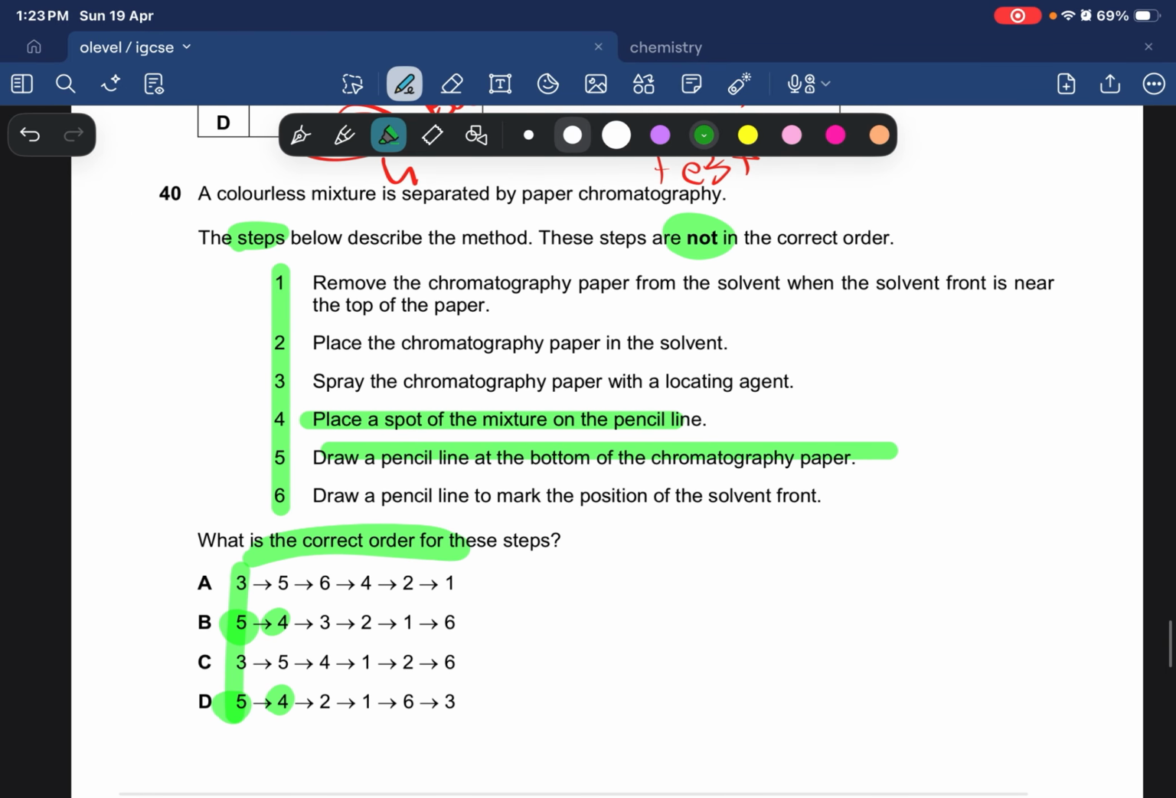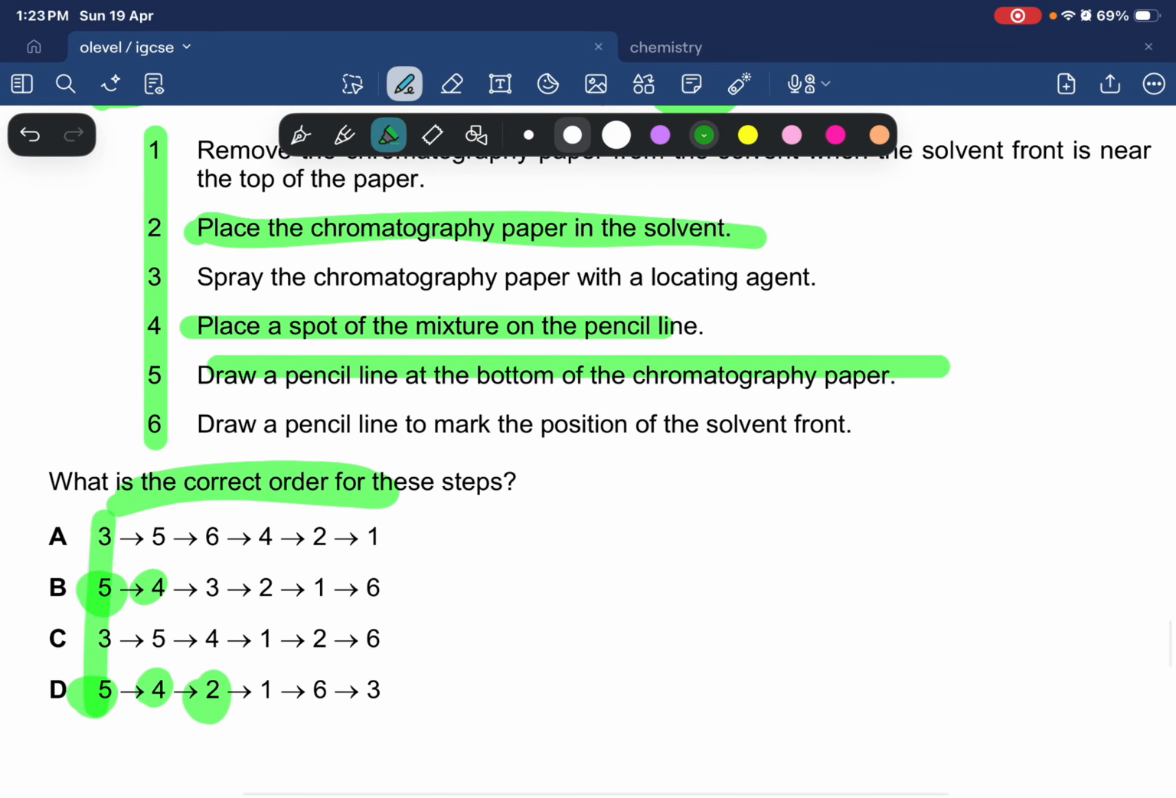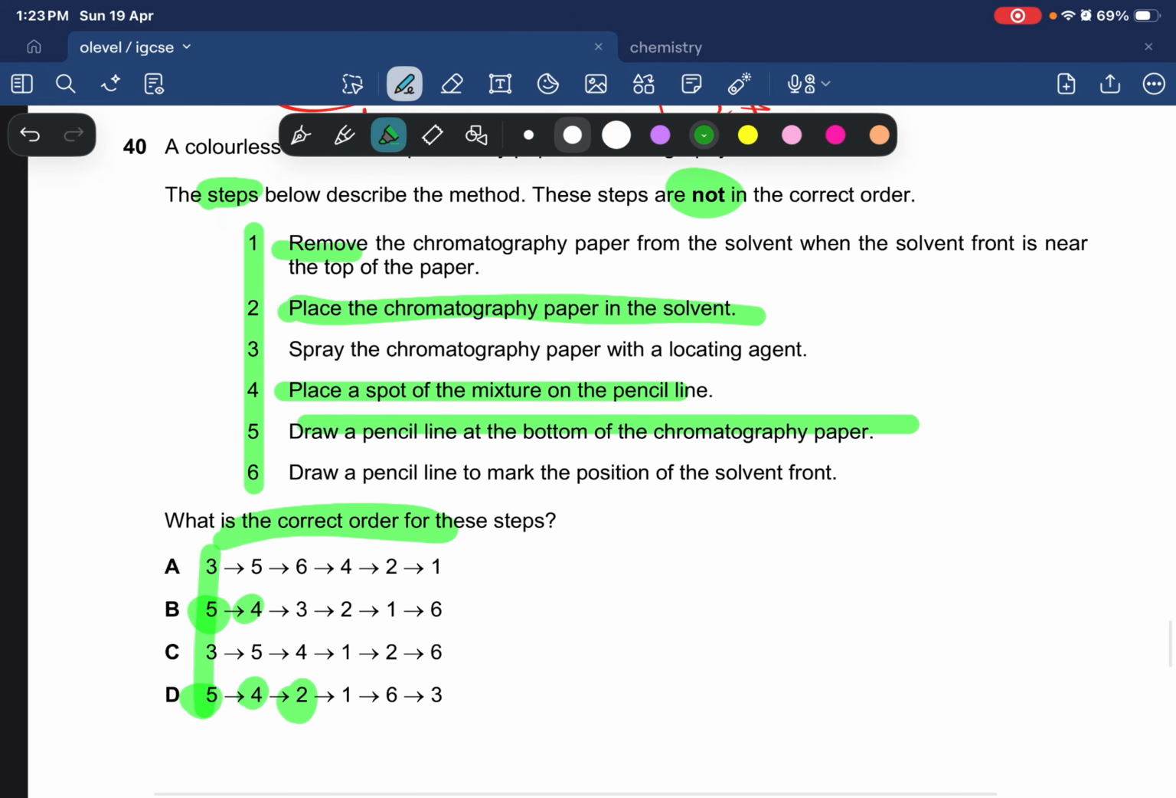Over here, you need to realize one thing, that first we place it in the solvent, and at last we spray it. We don't spray it immediately. So we're going to put it in the solvent. After that, once the chromatography is done, then we spray the locating agent to see where are the spots. Then remove the chromatography paper from the solvent. Then draw a pencil line to mark the position of the solvent front. And then at last, we're going to spray it with the locating agent. Got it? And with that, we're done with this paper.